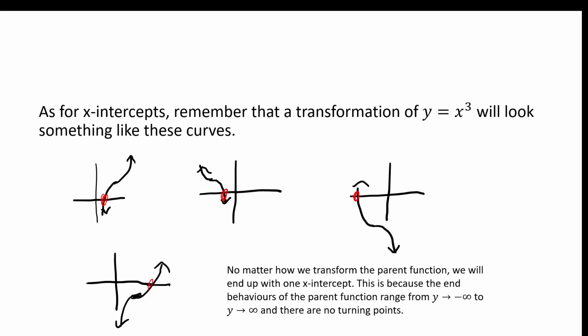And perhaps these diagrams somehow make that clear. In every one of these cases, there's one X-intercept. So like it says at the bottom, no matter how you transform the parent function, you'll have one X-intercept. That's because the end behaviors of the parent function range from y goes to negative infinity to y goes to infinity, or vice versa, and also because there are no turning points.